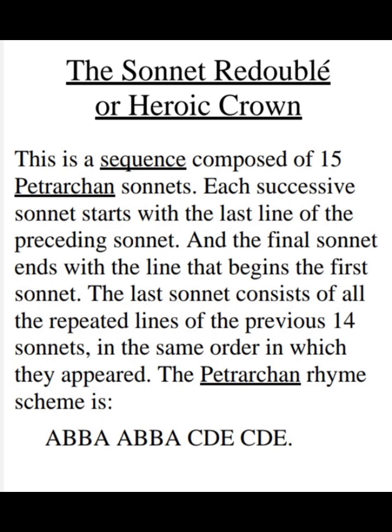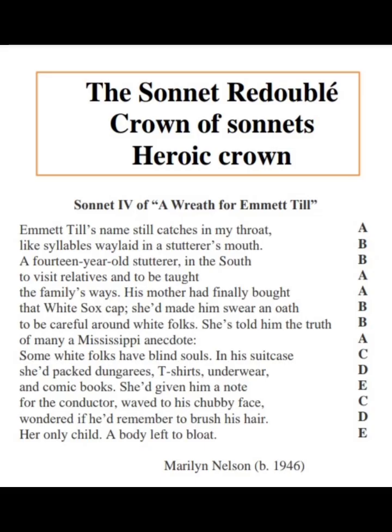The fifth non-standard sonnet is the sonnet redoublé, which is also called crown of sonnets or heroic crown. It's one of a sequence composed of 15 Petrarchan sonnets. Each successive sonnet starts with the last line of the preceding sonnet, and the final sonnet ends with the line that begins the first sonnet, thus completing the circle. The last sonnet consists of all the repeated lines of the previous 14 sonnets in the same order in which they appeared, as is the case of Marilyn Nelson's sonnet sequence called A Wreath for Emmett Till.